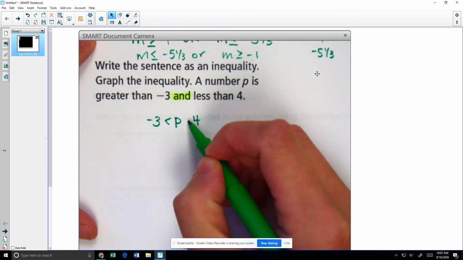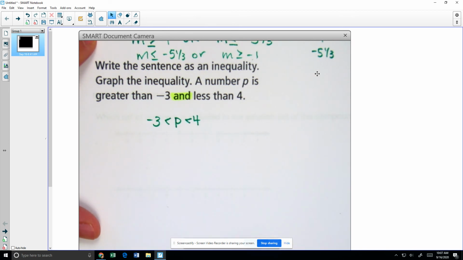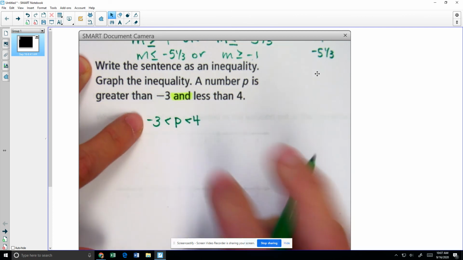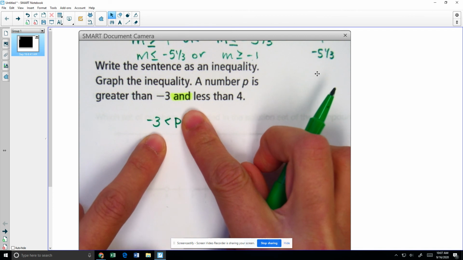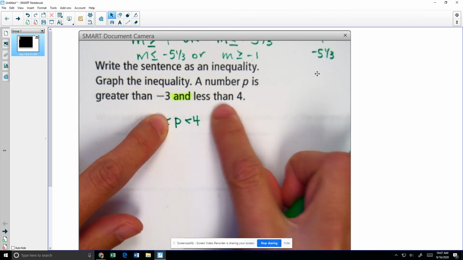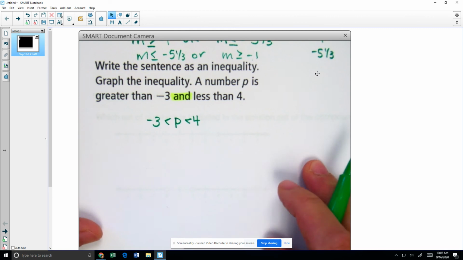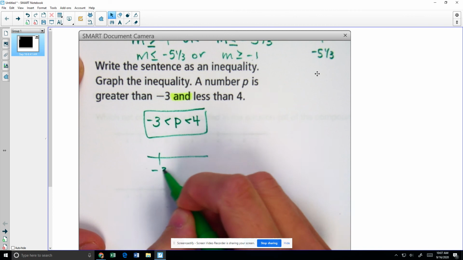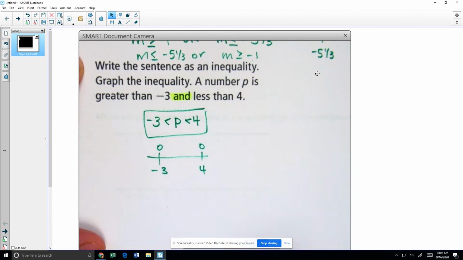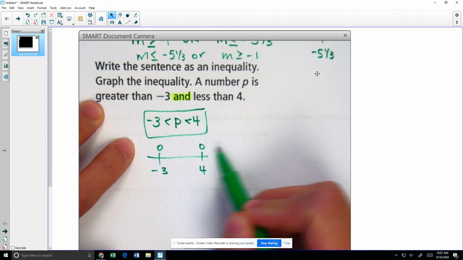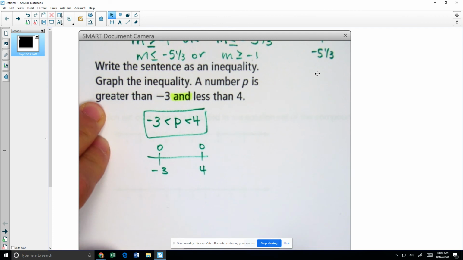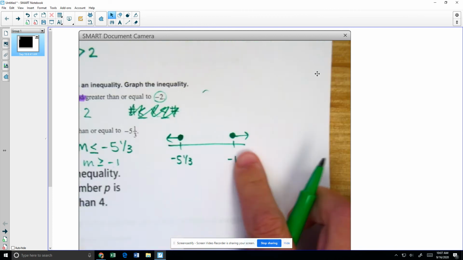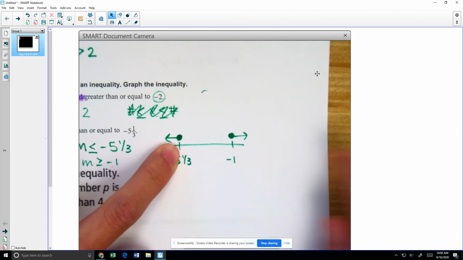And then I know the alligators always face this way, but let me clarify to see if they need lines underneath. P is greater than -3. Okay, so P is greater than -3. It's not or equal to. Okay, P is less than 4. P is less than 4. Oh, okay, so not or equal to. So that's it. And then when I graph it, -3 and 4, I have open circles. All right, do the arrows go in opposite directions or do they connect? Connect. They connect because ands always connect, ors always go in opposite directions.